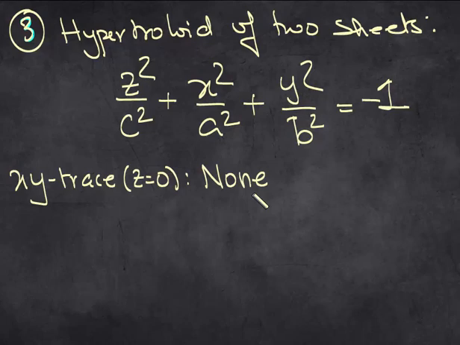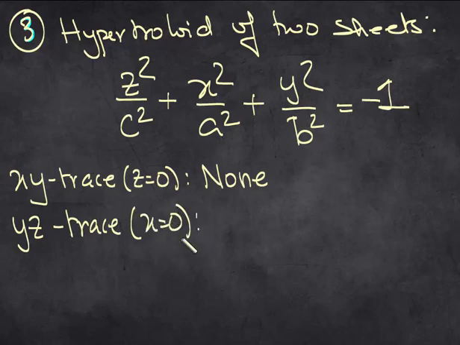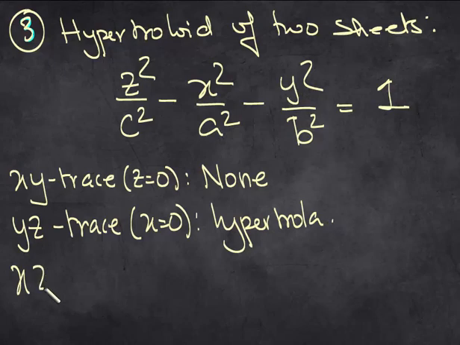Do you understand that, right? Because of the negative numbers, we're not going to get any traces there. So in the xy plane, there's going to be no graph. There's no trace. Okay. What about the other traces? What happens if x is 0? If x is 0, we get a hyperbola. And in the xz plane, what do we get?